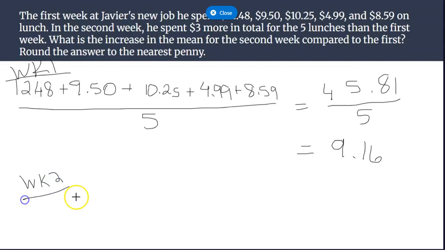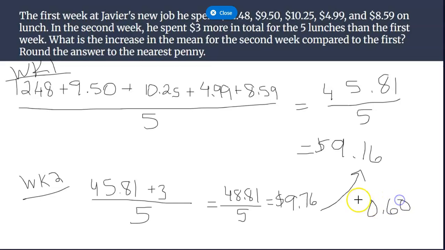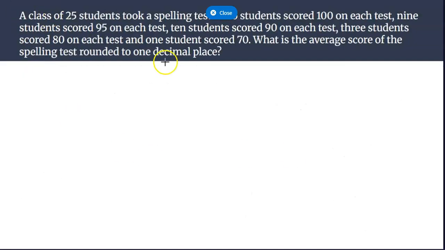Now, week 2, a little bit different. You still had 5 lunches, so we're dividing by 5. But we'll take that sum from the first week and add $3. So it's really $48.81 divided by 5 comes out to $9.76 on average, the mean for the second week. And then we're just going to take the difference between these two, $9.76, $9.16. That's a difference of 60 cents. That answers the question.